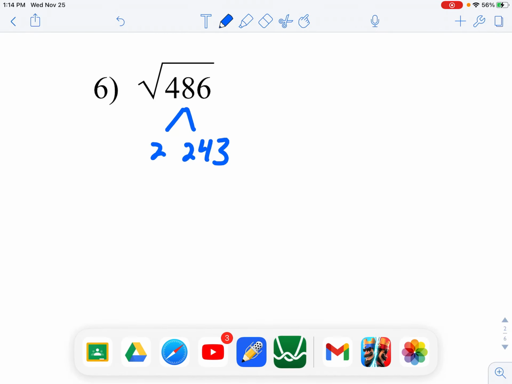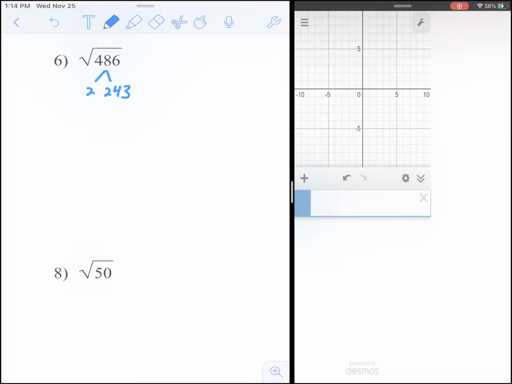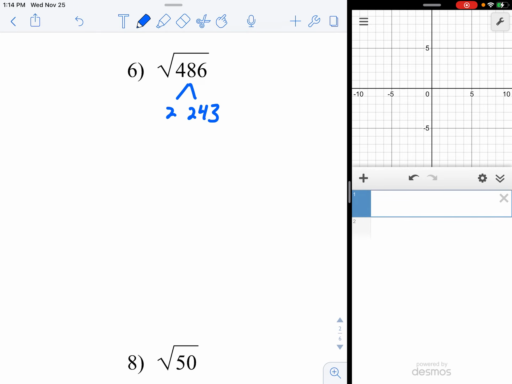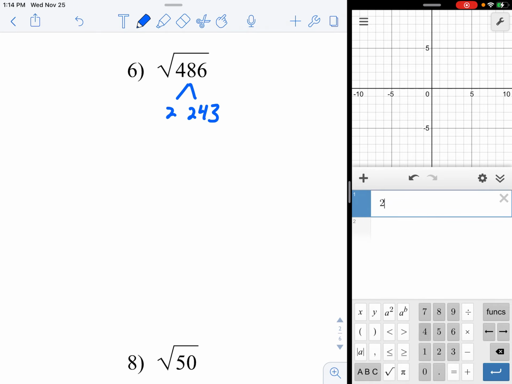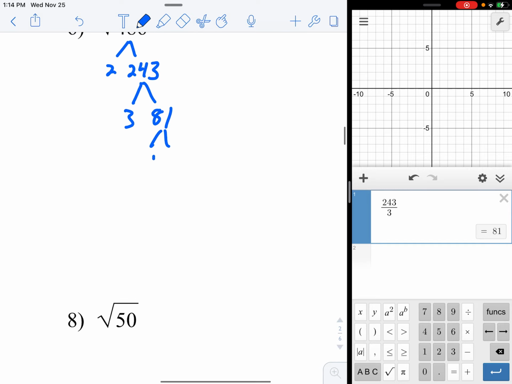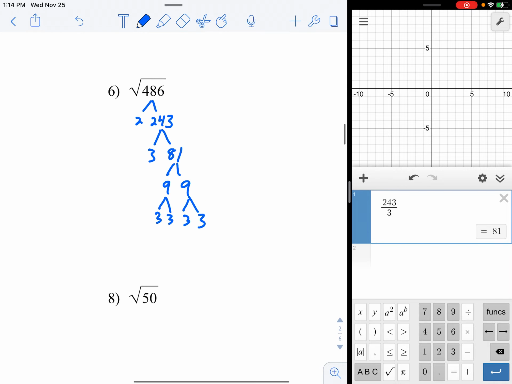And now 243, I don't know. Let me grab a calculator. What's so special about 243? It's not even. I can't divide it by 2. 243 divided by 3. 81, okay. So I can break this down into 3 and 81. 81, I know, is 9 times 9, 3 times 3, 3 times 3. All right, this is fairly complex, but it's not so bad.